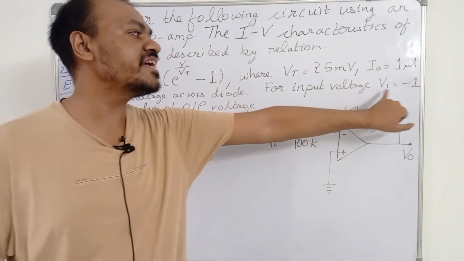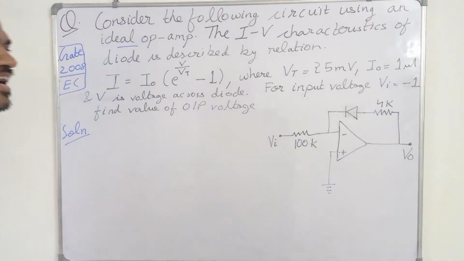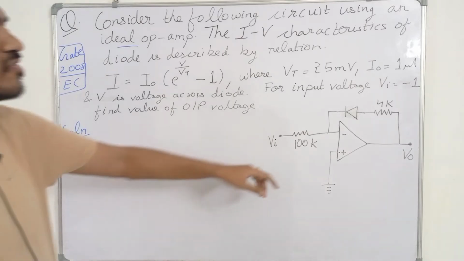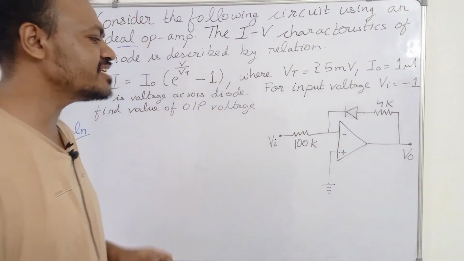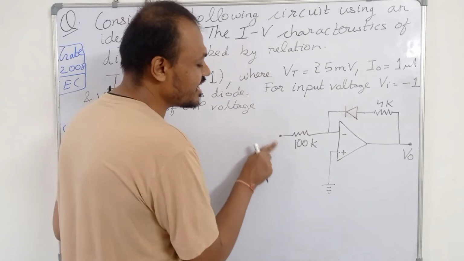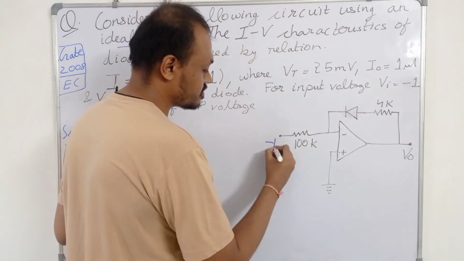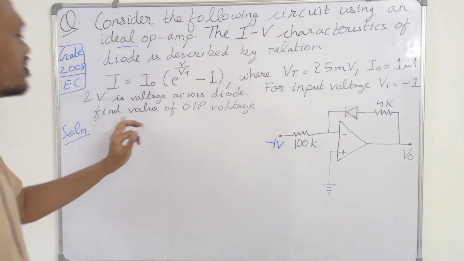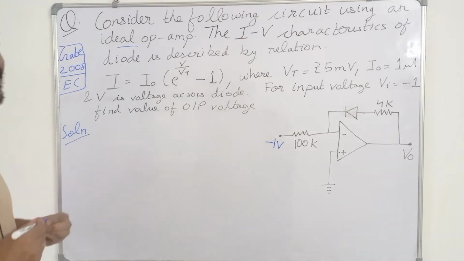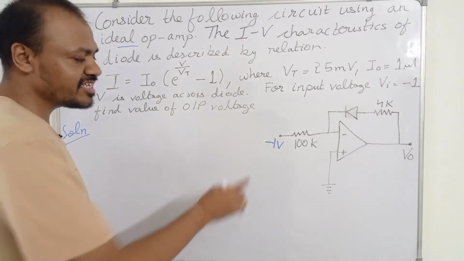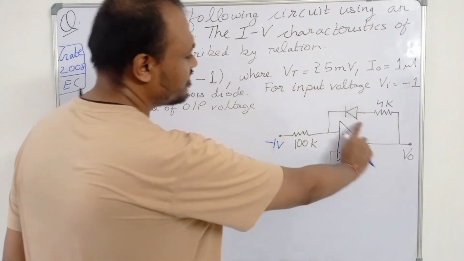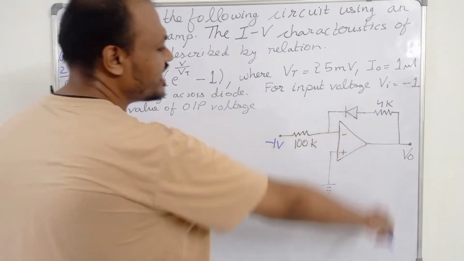Now it says for input voltage Vi equal to minus 1 volt. So the input voltage Vi is given to us as minus 1 volt, and I am writing here minus 1 volt. We have to find the value of the output voltage. So it is obviously a very easy question. We are given the input voltage, we are given the equation for the diode current, and we have to find the output voltage.